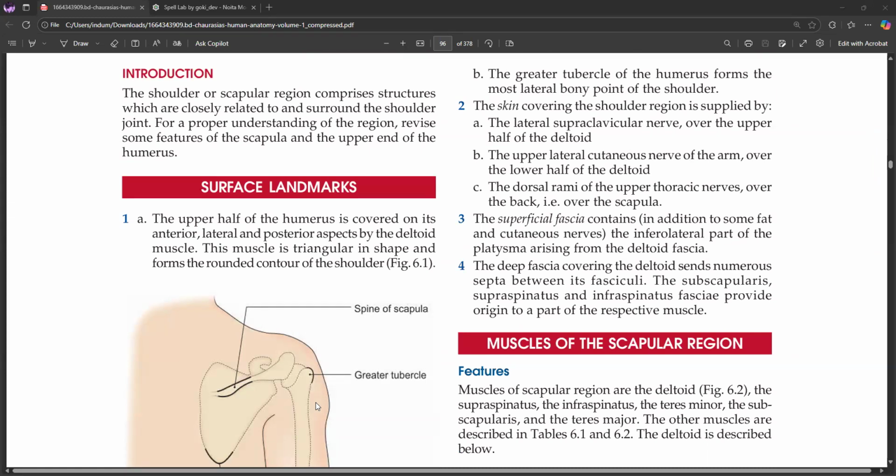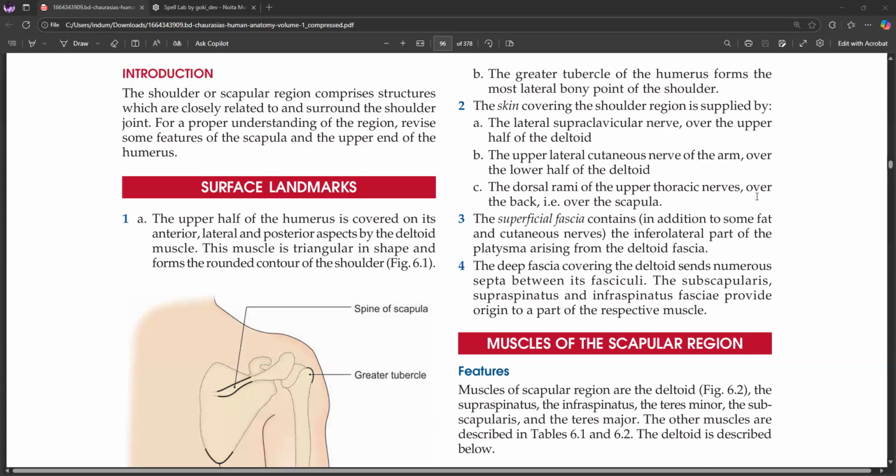Surface landmarks. 1. A. The upper half of the humerus is covered on its anterior, lateral, and posterior aspects by the deltoid muscle. This muscle is triangular in shape and forms the rounded contour of the shoulder, figure 6.1. B. The greater tubercle of the humerus forms the most lateral bony point of the shoulder.